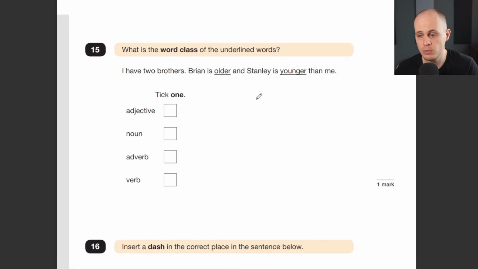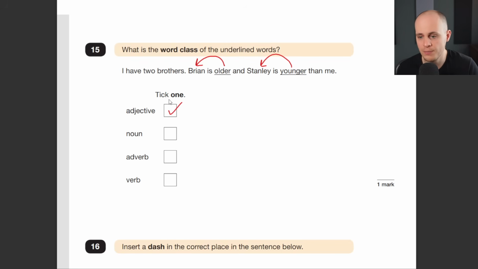Number 15, what is the word class of the underlined words? Okay, I have two brothers. Brian is older and Stanley is younger than me. Okay, what are we finding out here? Well, he's describing the relationship between his age and his brother's age, isn't he? These are describing words. It's describing Brian, and this is describing Stanley. So describing words are adjectives.